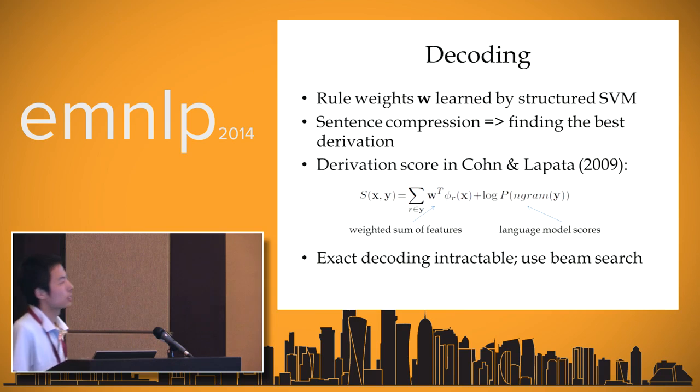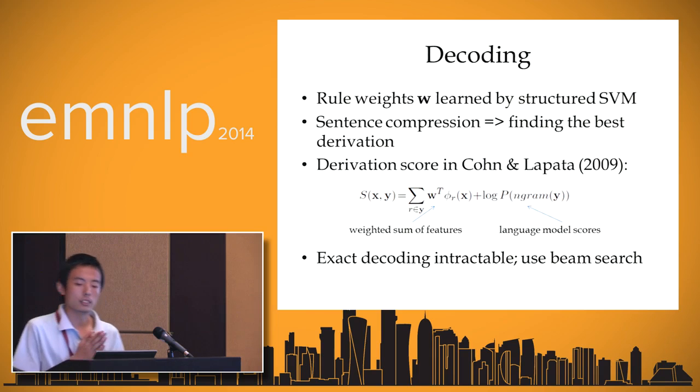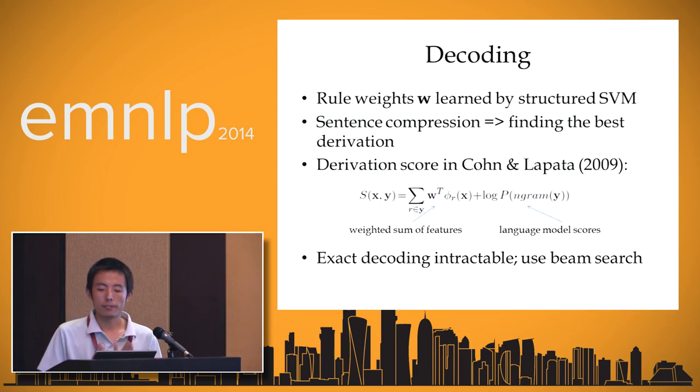You can see that this scoring function is composed of two parts. The first part is the weighted sum of features on the transduction rules, the derivation rules. And the second part, log p n-gram of y, is the language model score. That means that compared to using the tree transduction model only, we add an extra language model score to the scoring function. Because we add this extra term, the exact decoding becomes intractable. And in their work, they use beam search instead of getting the exact result.